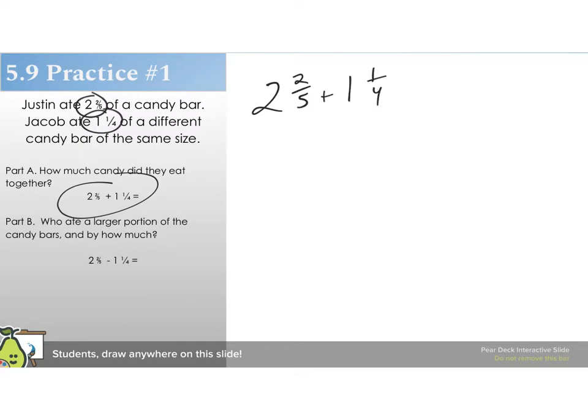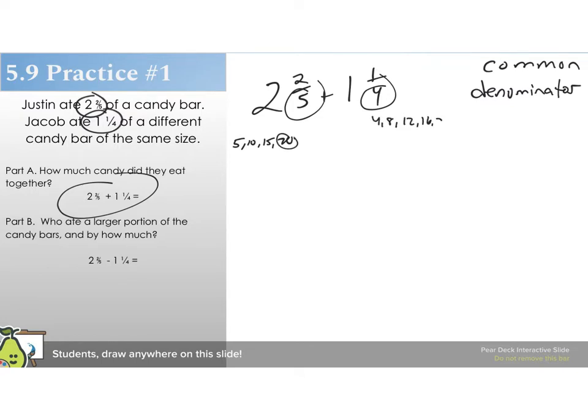We need a common denominator. It's a big word, or should I say important term. You need to know common denominators. Here, if we think 5, 10, 15, 20. I know that 4 is not going to hit anything until the 20 because it's 4, 8, 12, 16, 20.